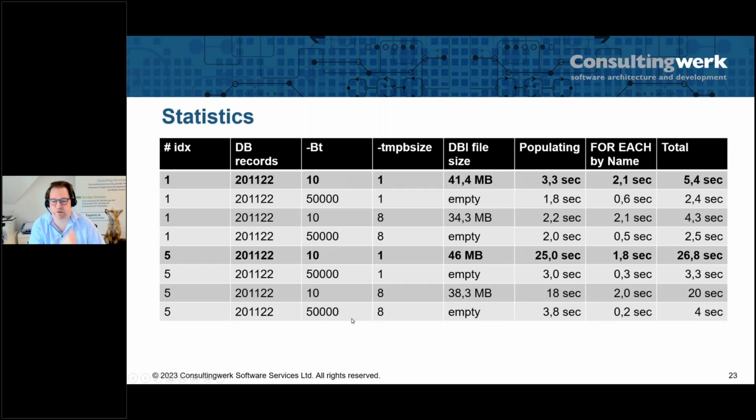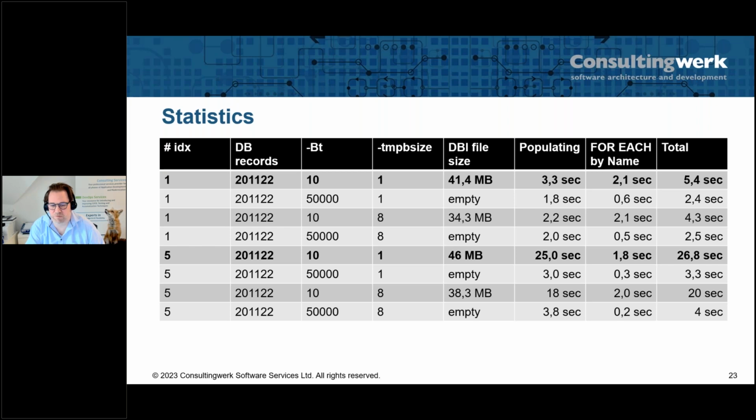And if I put that into the table from before, then we see that now that we add 4 extra indexes, first we see our DBI file gets bigger, from 41.4 megabytes to almost 5 megabytes bigger, so 10% more memory needed, either in RAM or on disk. The populating that was before 3.3 seconds is now 25 seconds. The for each by name is a little bit faster. And the total runtime of this program was 5.4 seconds, now it's 26.8 seconds.